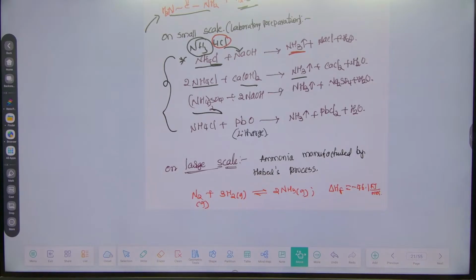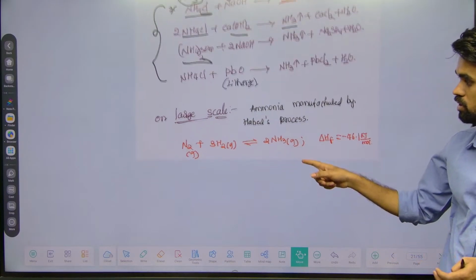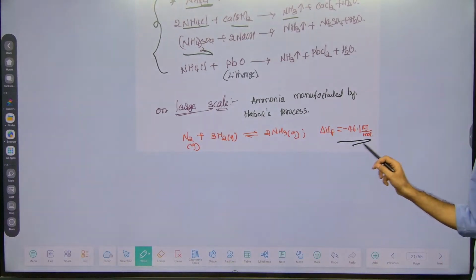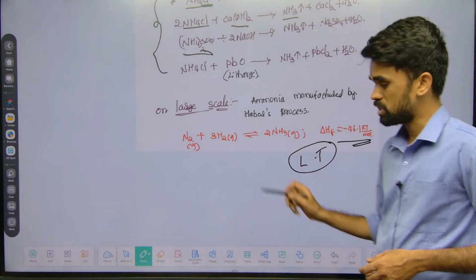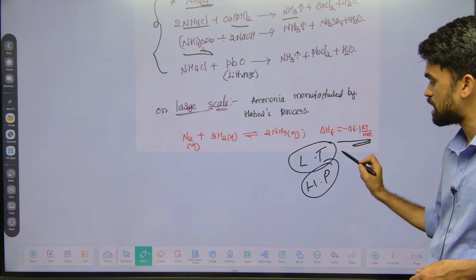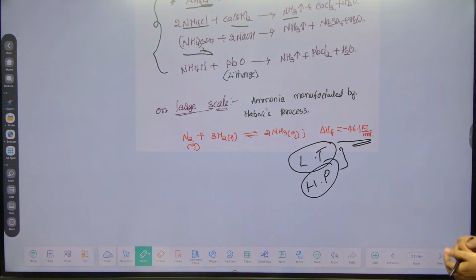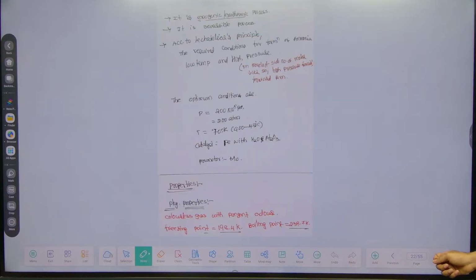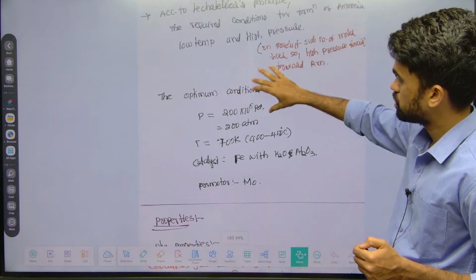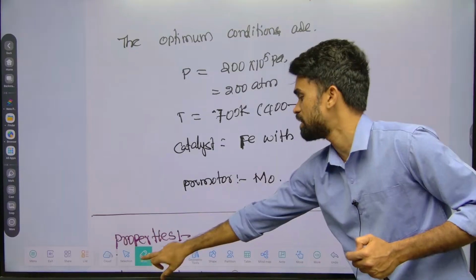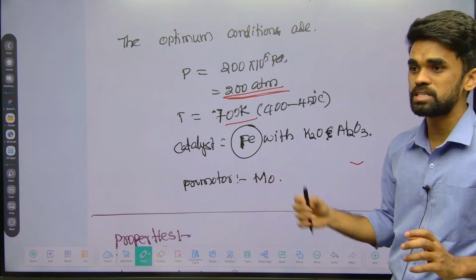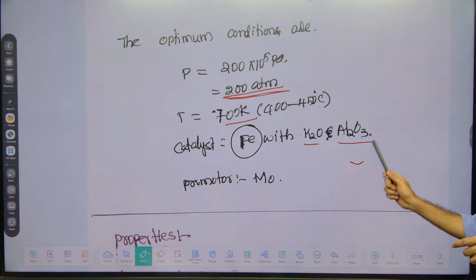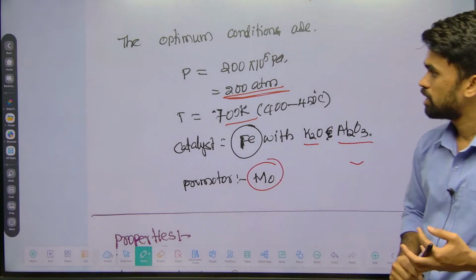Okay. Do you remember Le Chatelier's principle? What are the favorable conditions for the forward reaction? It is an exothermic reaction, so low temperature and high pressure are the favorable conditions as per Le Chatelier's principle. Now industrially, when they are preparing ammonia, what are the optimum conditions, that is, suitable conditions? Temperature should be 700 Kelvin, and pressure should be high, 200 atm. What is the catalyst used during Haber's process? Iron with K2O and Al2O3. What is the promoter? Molybdenum. You have already written this, I think.